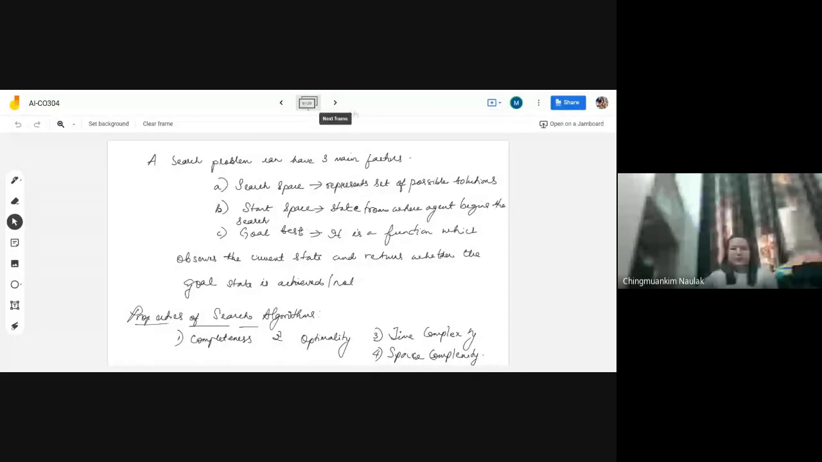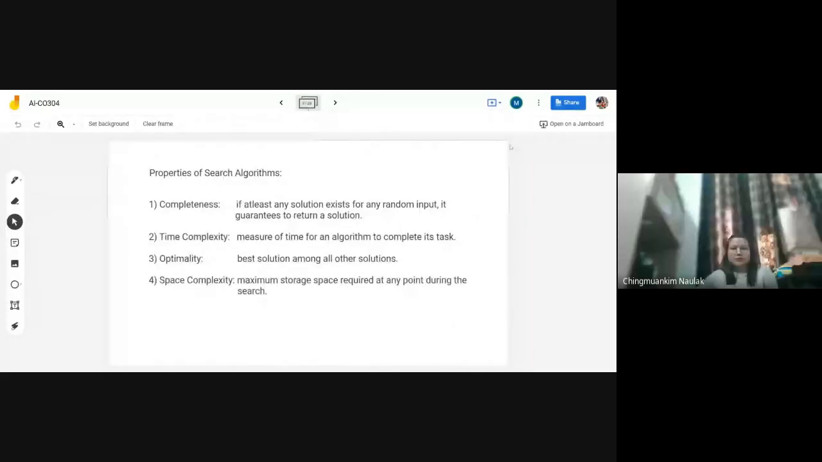So what is completeness? The search algorithm is said to be complete if, whenever a solution exists for any random input, it returns a solution. Then that search algorithm is said to be complete.